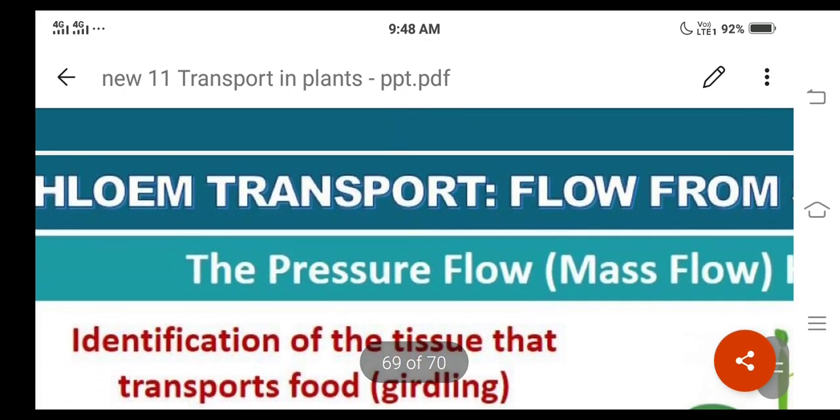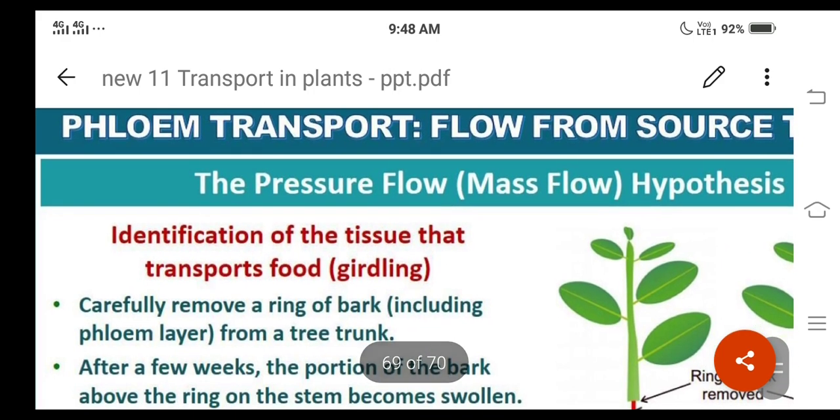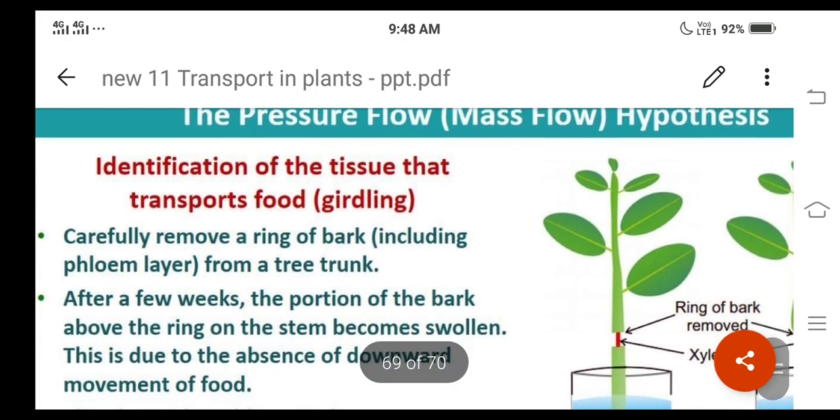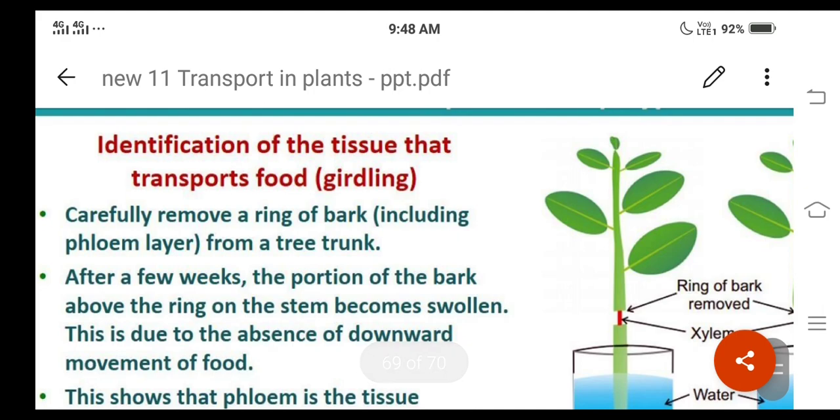Okay, the next concept. Here, we are going to perform one experiment. What is that? Demonstration. Demonstration of translocation of food by phloem by the girdling experiment. Or we can say, identification of the tissue that transports food. And it is nothing but the girdling, right?